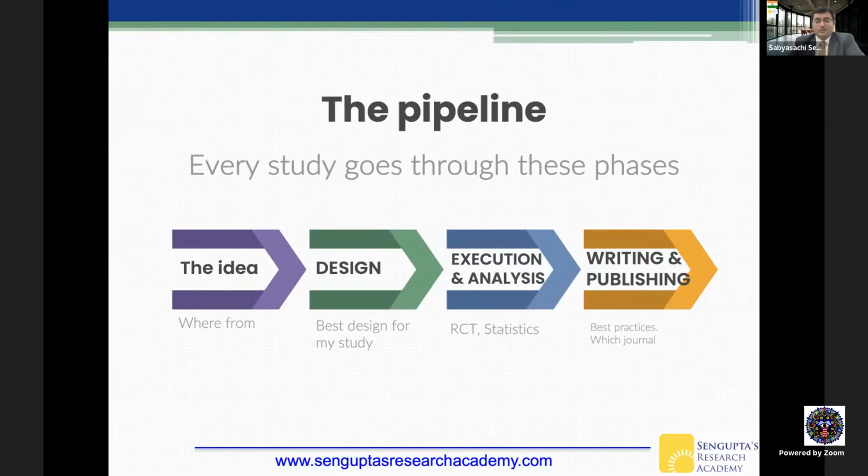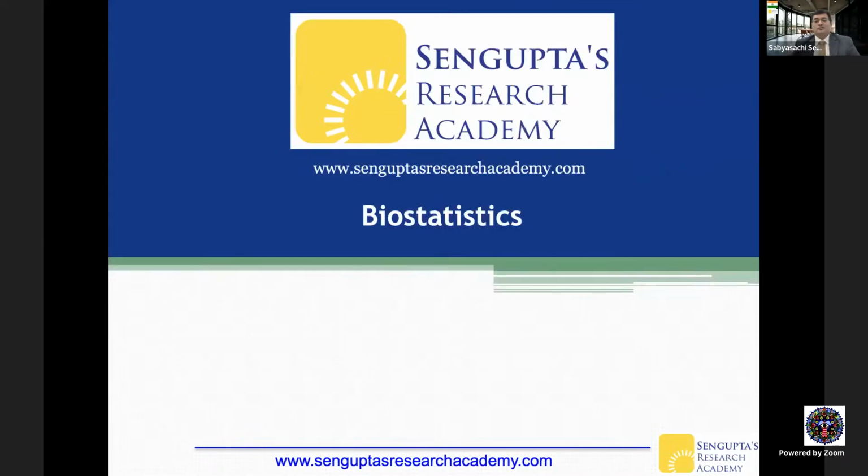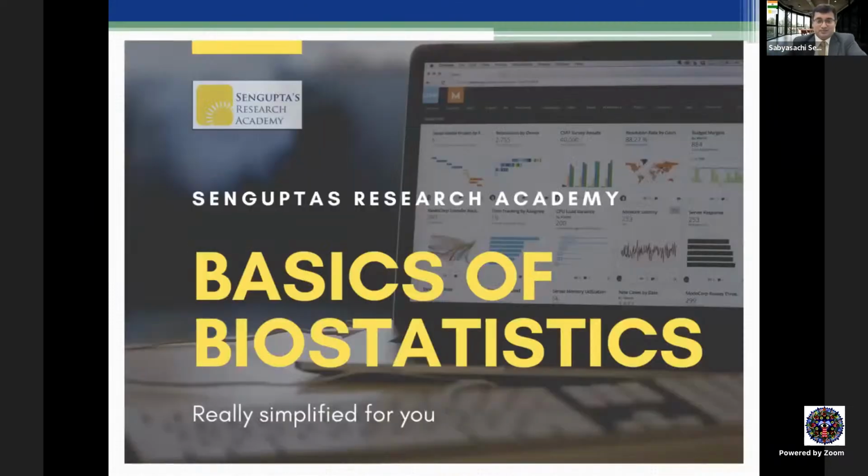After the design, what we look at is execution and analysis, right? By that, what we really mean is looking at statistics. So how do we do statistics, and how do we interpret that? Now, fortunately, we have a whole session on basics of biostatistics. I think it's day after tomorrow. So we'll go into the nitty-gritties of how we do statistics and how we make good tables, figures, and how we interpret the data coming in from all your studies. So I'm going to entirely skip it for today.